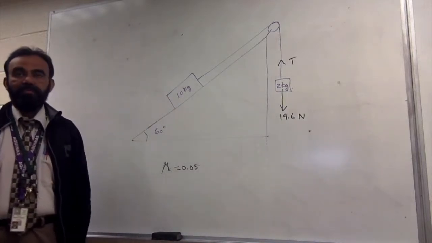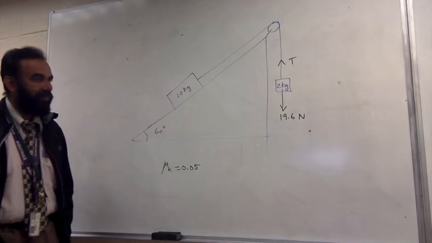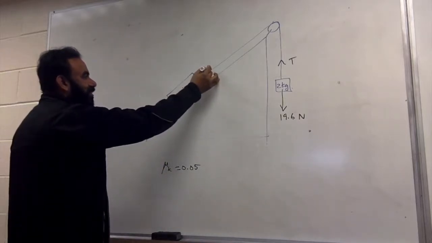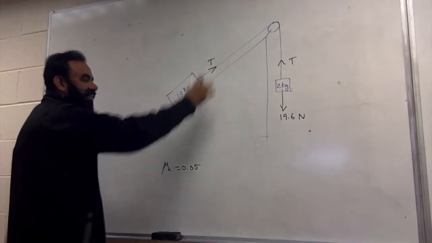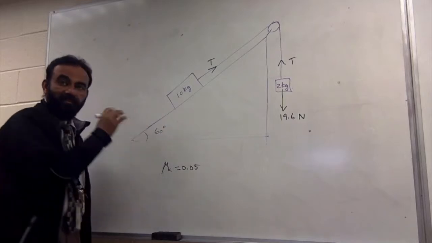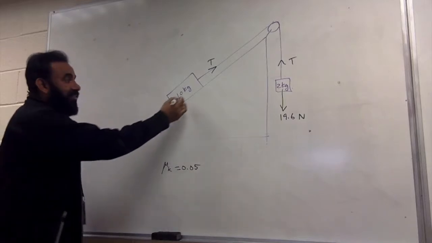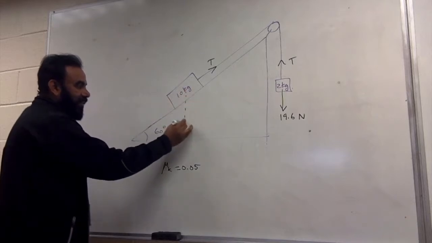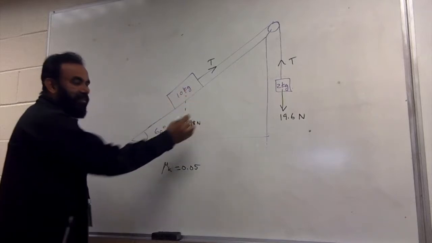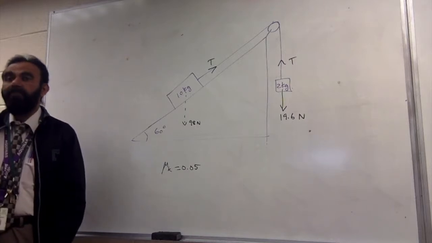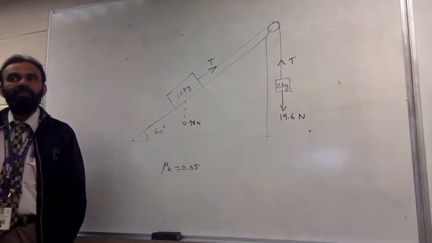Now let's come to this. What are the forces acting on this? Tension is acting that way, and there is gravity acting straight downward. How much is it? 98. But more than this, we are interested in its components. We want the components more than anything else.